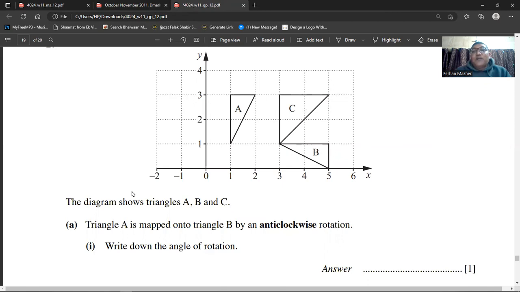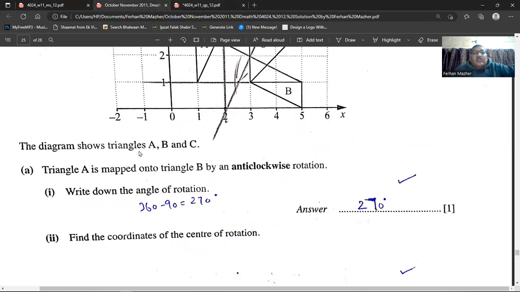Where the perpendicular bisectors, for example, I join A with the A prime, and I draw their perpendicular bisector. Then I join the B with the B prime, and I draw their perpendicular bisector. Then I join C with the C prime, and I draw their perpendicular bisector. Where the perpendicular bisectors will intersect each other, that will be the center of rotation.